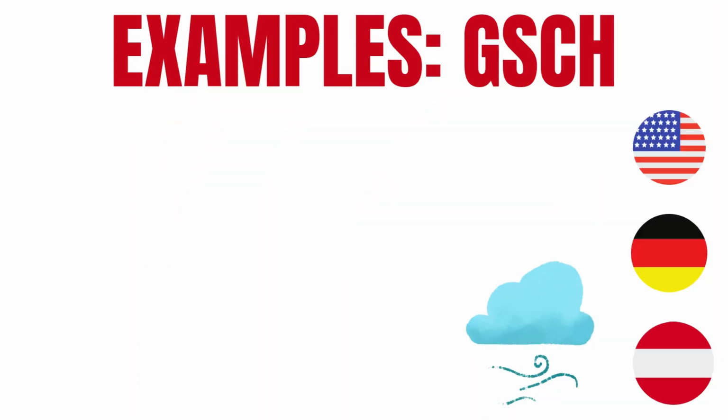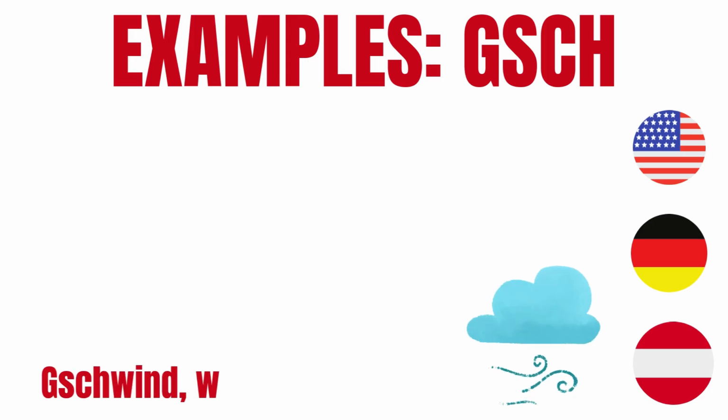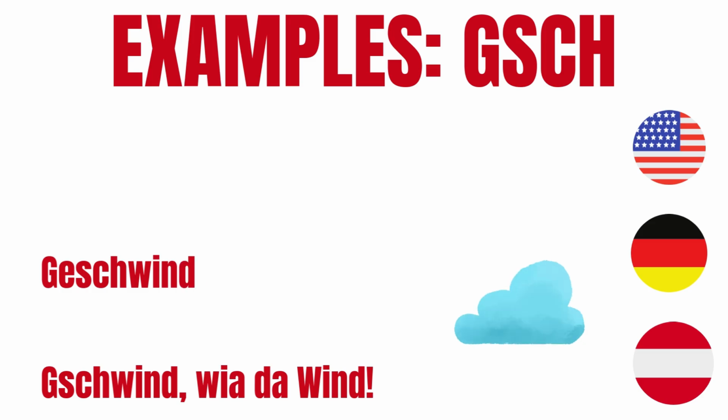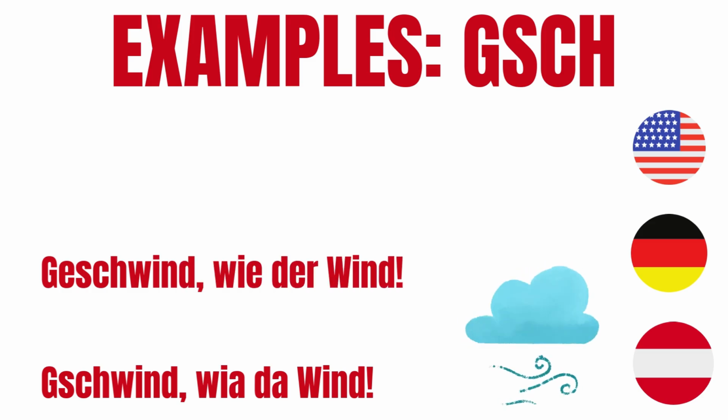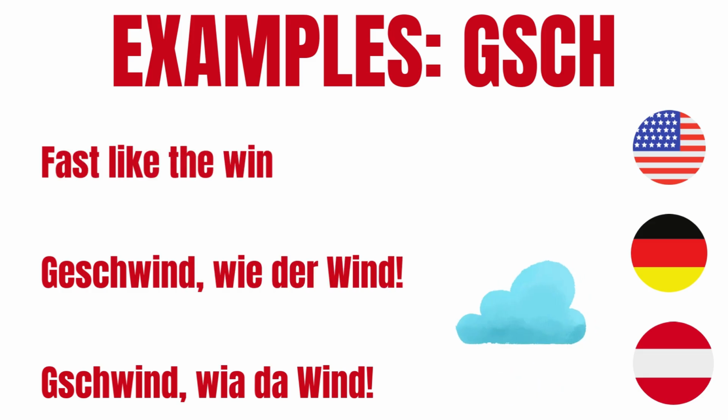Additionally, we can check out some sentences in which the gsch sound occurs. We start with Austrian German, Standard German, and then translate it into English. The first example, geschwind wie der Wind. Geschwind wie der Wind. Fast like the wind. Geschwind wie der Wind.